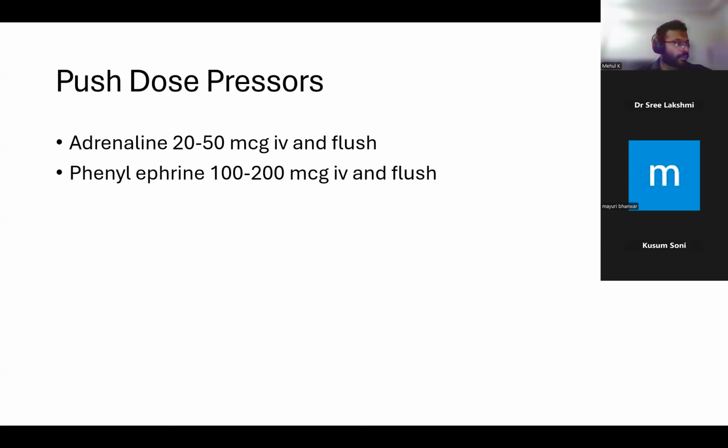So you'll have to check what concentration of phenylephrine you'll have available, and what you generally will give is around 100 to 200 mics bolus followed by flush. So if neither of these are an option, another thing you can consider is vasopressin.